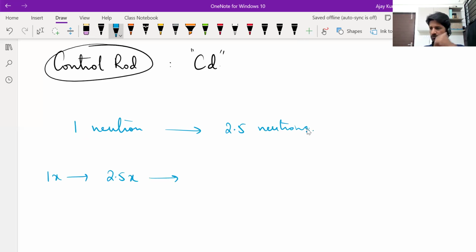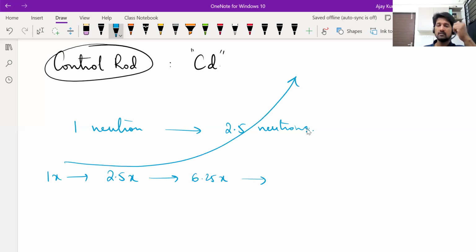Now, if you allow this multiplication to continue, 1x produces 2.5x. Next, 2.5 into 2.5 becomes 6.25x, and so on. This will lead to an exponential rise in the energy being released. We don't want that. We want a stable production of energy. So what we do is we try to keep this multiplication factor close to 1. This factor, by which the number of neutrons gets multiplied in each step, is called the K factor or the multiplication factor.